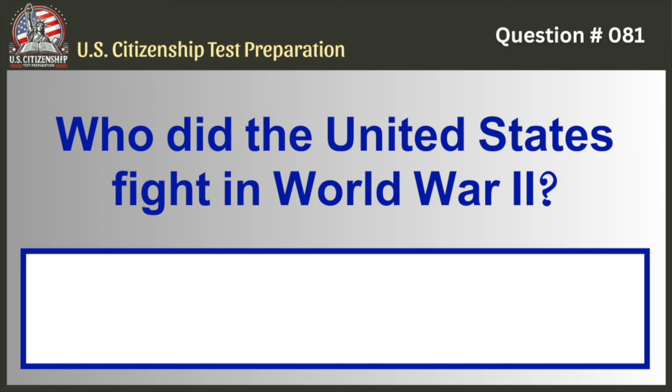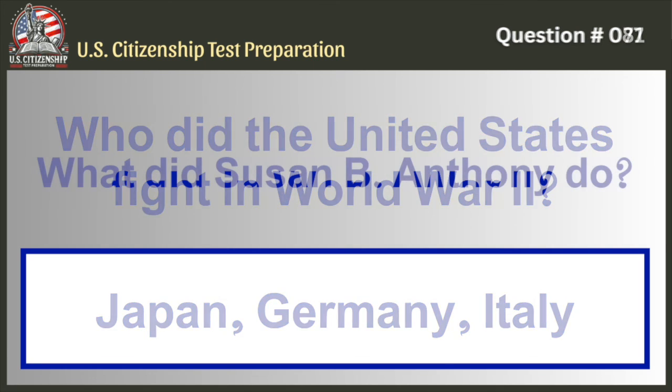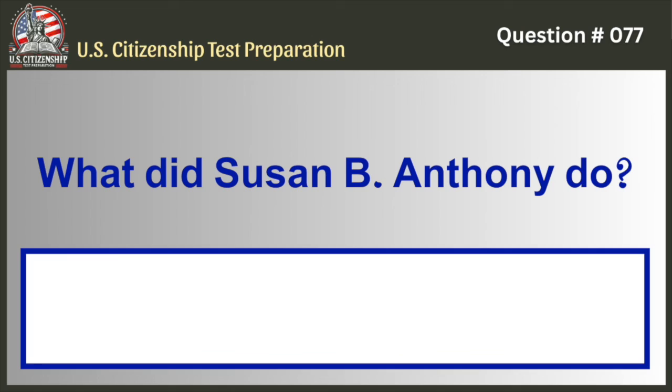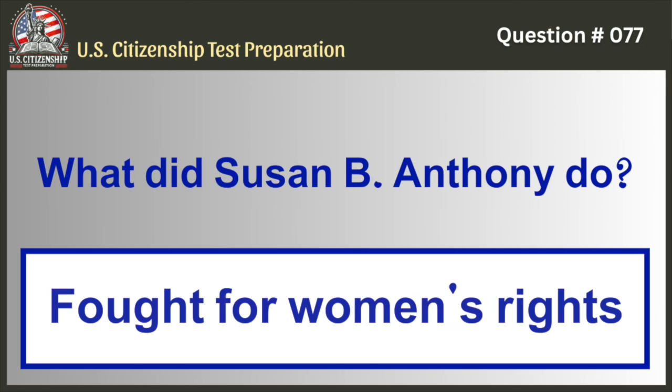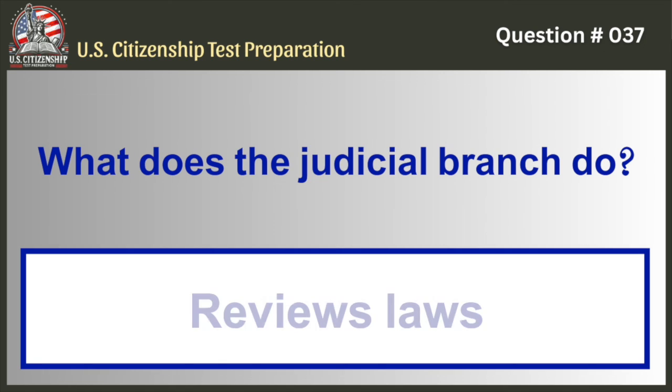What did the United States fight in World War II? Japan, Germany, and Italy. What did Susan B. Anthony do? Fought for women's rights. What does the judicial branch do? Reviews laws.